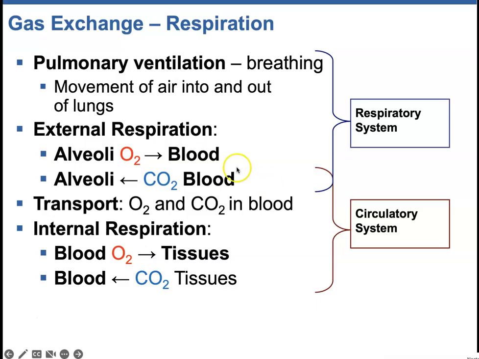So again, when we look at this, remember that external respiration is your alveoli. So that's where oxygen came in. It's going to load into the blood. Carbon dioxide from the deoxygenated blood is going to unload from the blood into the alveoli. Then it gets transported, right? So the oxygen will get transported to the tissues. At the tissue level, your oxygen will unload into the tissue, and then the carbon dioxide is going to move from the tissue and load into the blood.